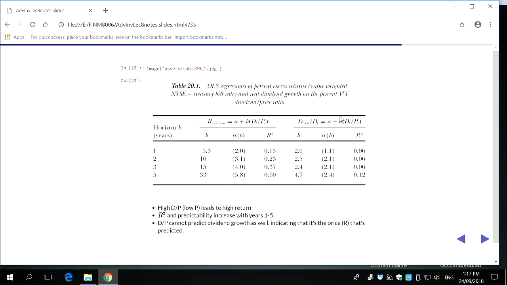If you look at the panel at right, you see that these R squares are small, right? And a lot of those are not significant. 2.5 divided by 2.1, that's not significant. 2.4 divided by 2.1, 4.7 divided by 2.4. These are not significant. So the DP ratio cannot predict the future dividend. In other words, the change in price currently is a prediction of future change in price, not a prediction of future change in dividend.